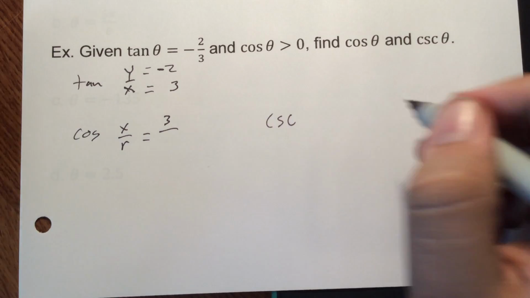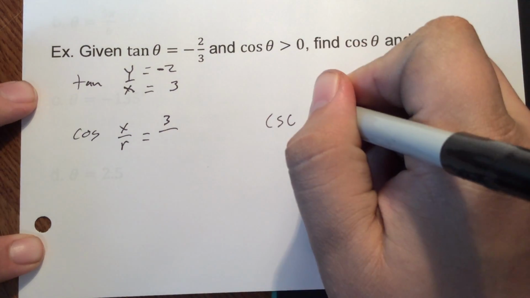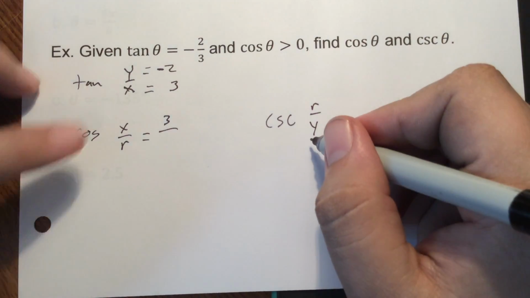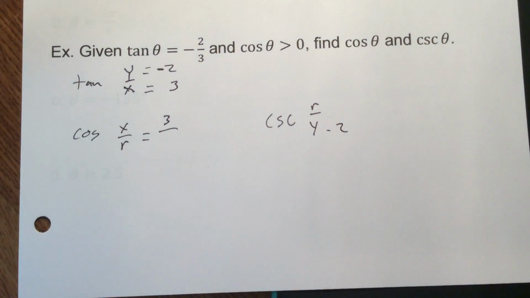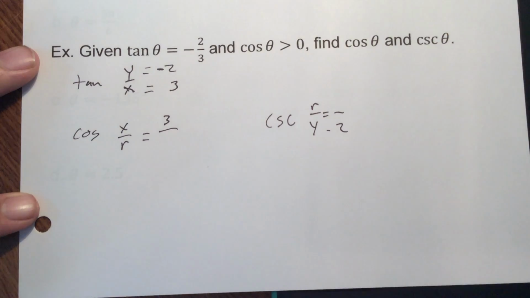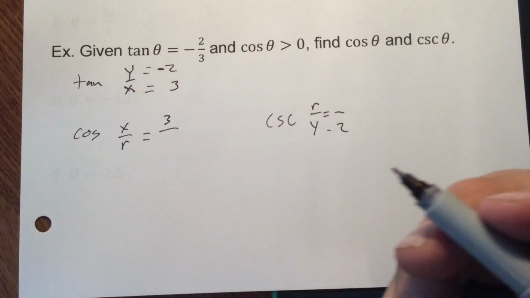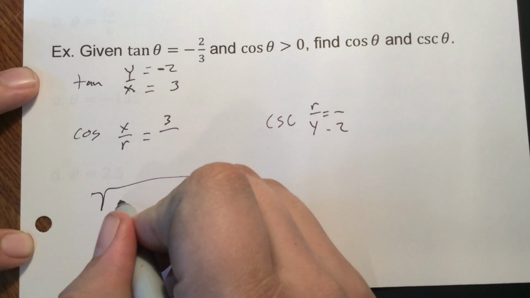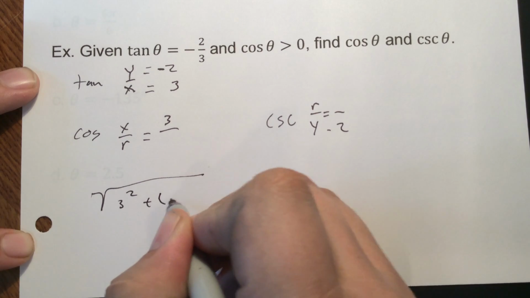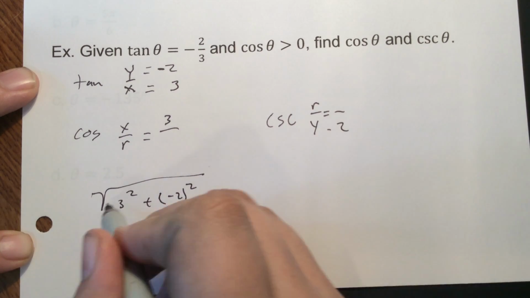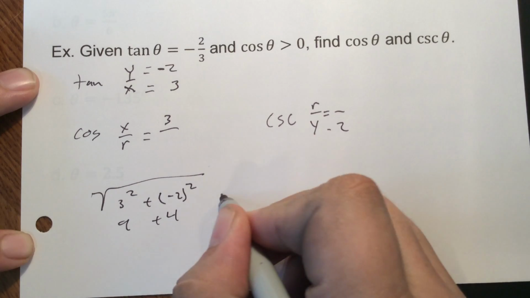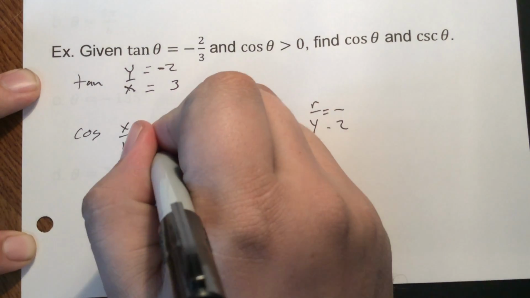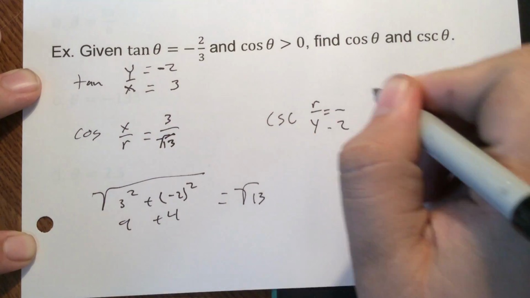same thing as sine but flipped. So if sine was y over r, this would make this r over y. So again, we have the y, which is -2. So in order to finish this out, we have to find what r is. To find r, we're just taking x squared plus y squared, square rooted. So x is 3 squared plus y of -2 squared. This would be 9 plus 4. This would end up being the square root of 13. So we could do square root of 13 here.